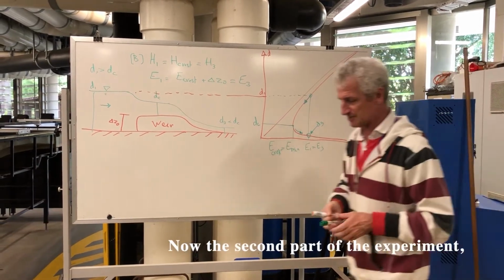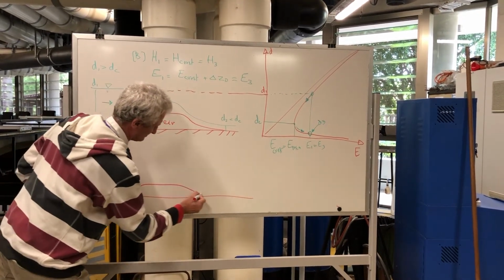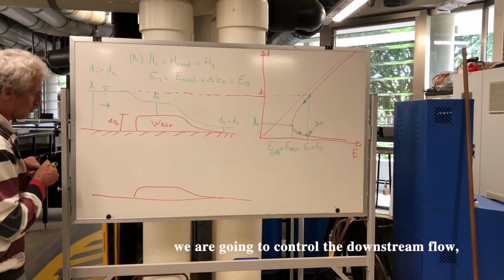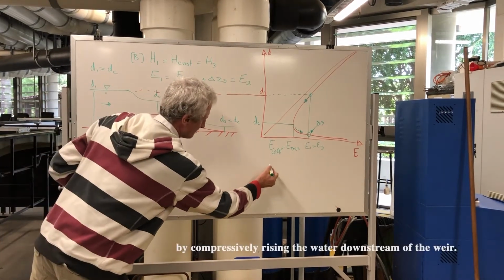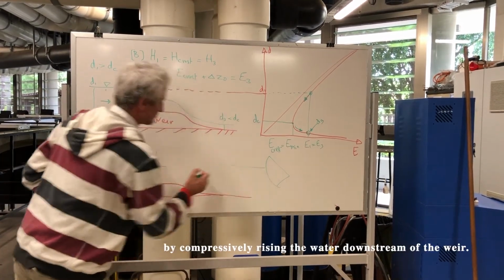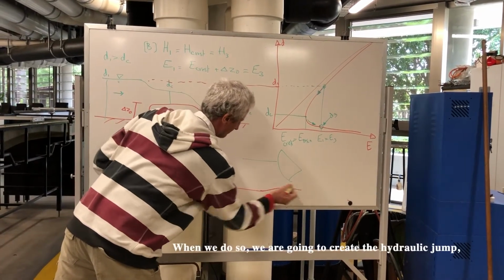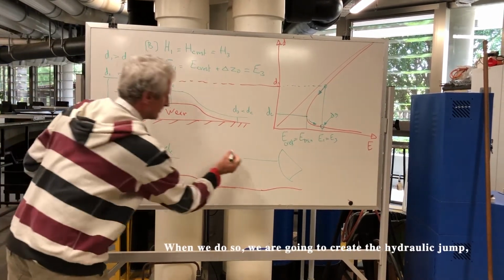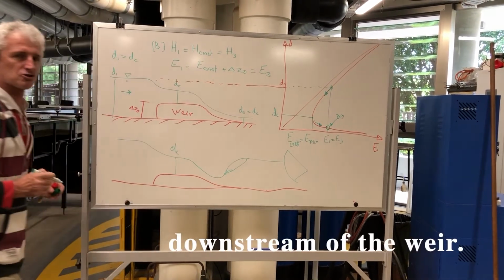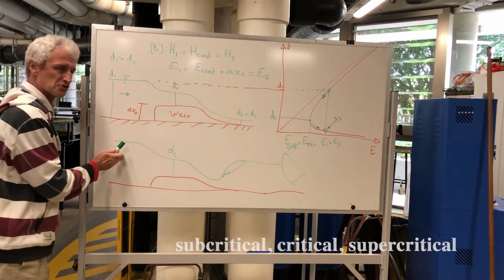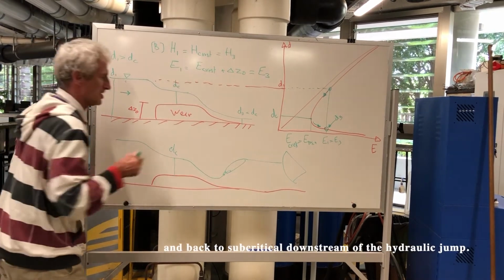Now, for the second part of the experiment, we are going to control the downstream flow by progressively raising the water level downstream of the weir. When we do so, we are going to create a hydraulic jump downstream of the weir, where the flow will be subcritical, critical, supercritical, and of course, back to subcritical downstream of the hydraulic jump.